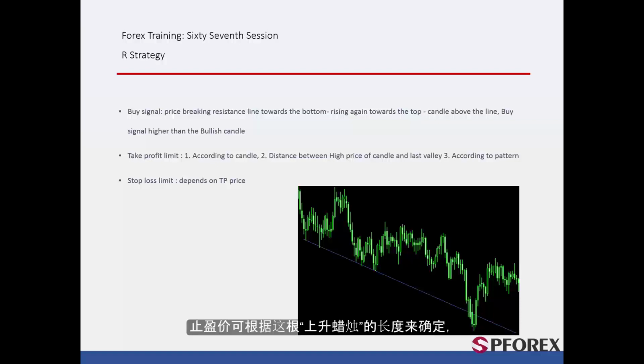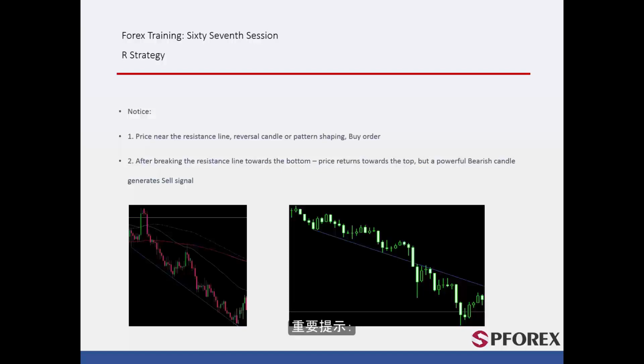TP prices could be determined by the bullish candle length, the distance between the high price of this candle and the low price of the candle on the last valley. However, there was no valid pattern on this region. SL price varied based on the selected TP price.